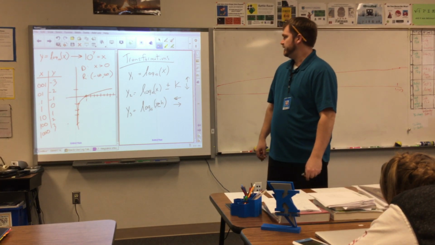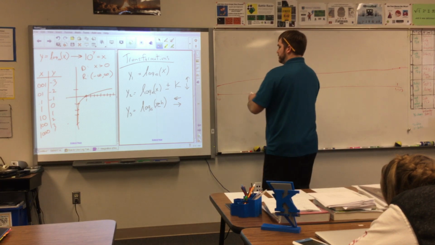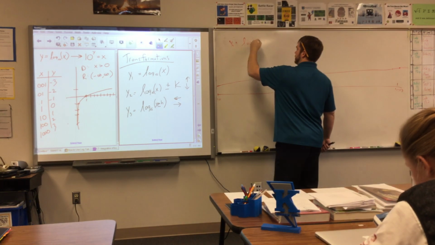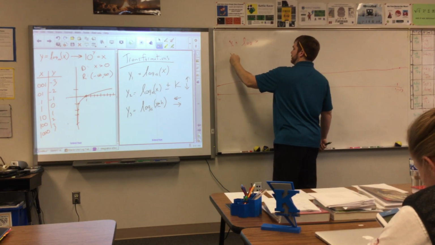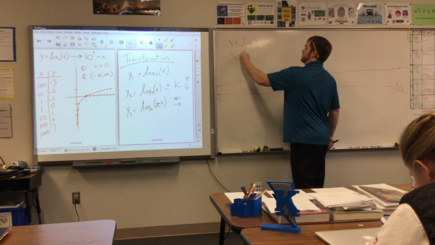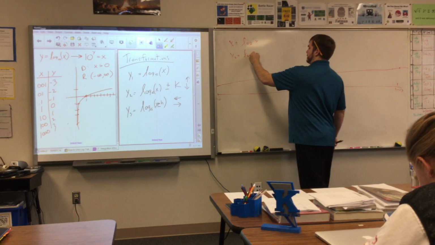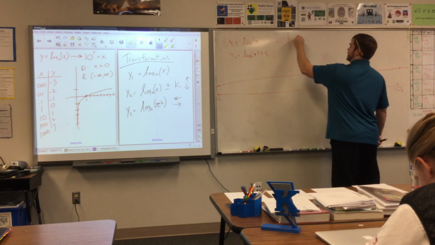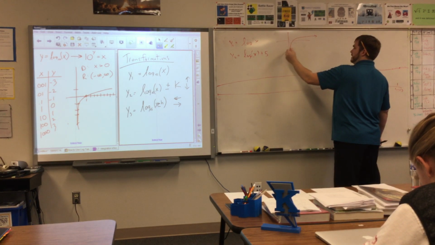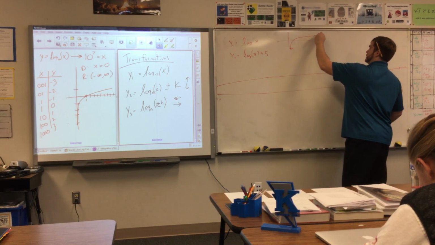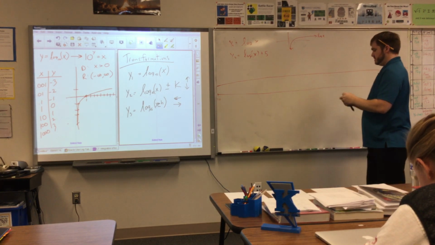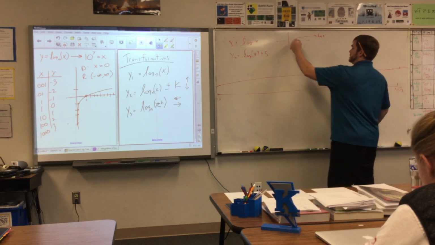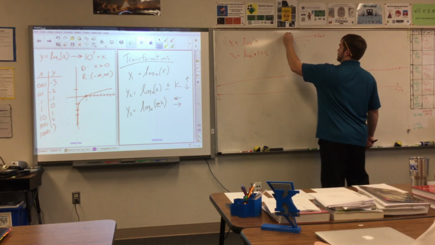Let's go ahead and on your calculator, go ahead and graph for y1 log of x, and for y2 log of x plus 5. And let's talk about the domain and range on each one of those. We already said it's going to be shifted up. So.